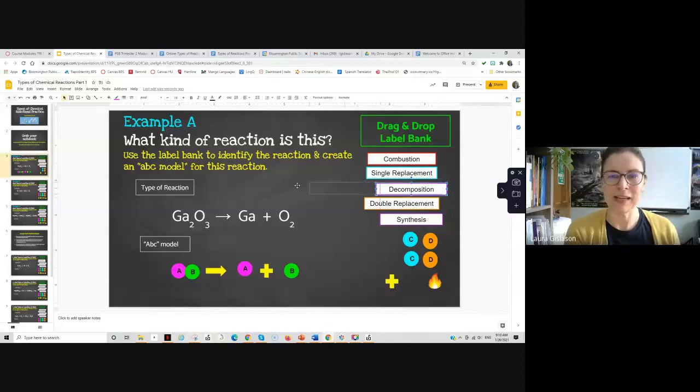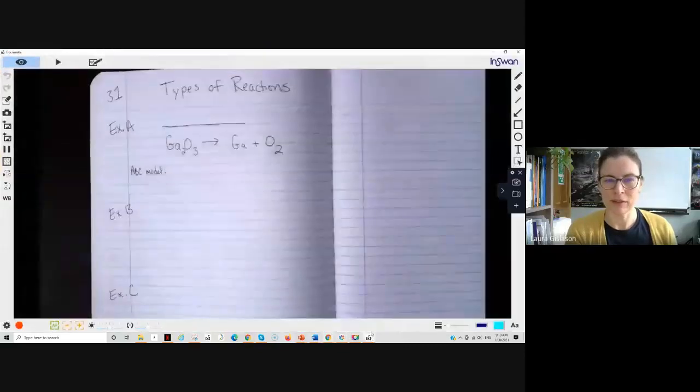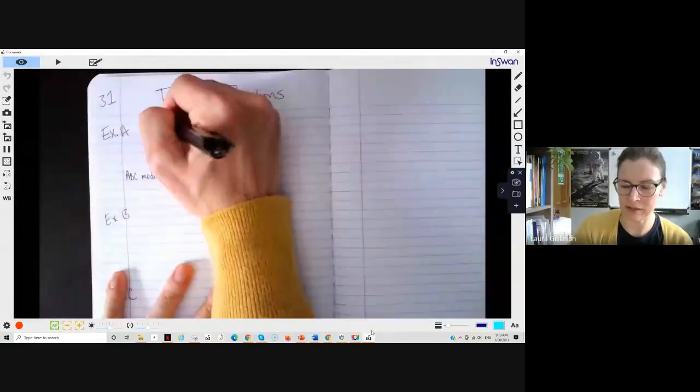All right, so decomposition. So we grab the kind, we bring it over here and put that label there. All right, so this is a decomposition reaction. Decomposition means to come apart. If you compose something, you're putting it together, and the prefix D means to undo. Okay, so let's go back to the notebook, and we're going to write in decomposition.